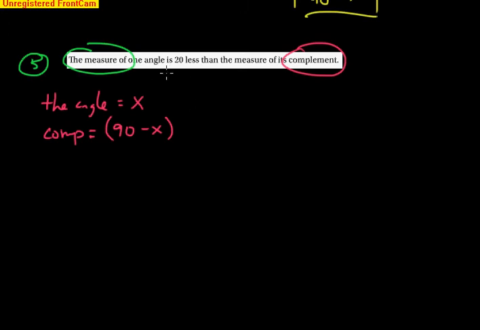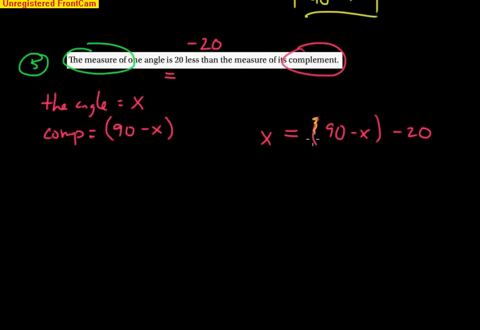Well, find your equal sign. Is means equals. What is on the left side? The measure of one angle. That's the top guy. That's x. Is equals 20 less than the measure of its complement. It's this backwards wording. 20 less is minus 20. So the complement is 90 minus x, and 20 less than that would be minus 20. And there's your equation. And now it shouldn't be too hard to solve.